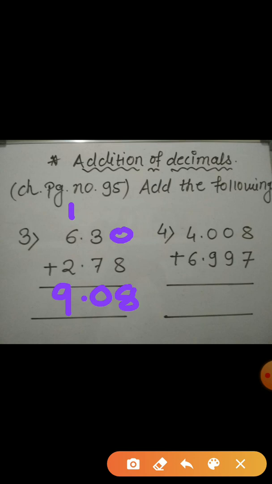Coming to the last example. 8 plus 7, 15. I write here 5 and carry over 1 to the next place. 9 plus 1, 10. I am writing here 0 and carry over 1 to the next place. Again 9 plus 1, 10. I write here 0 and carry over 1 to the next place. Then the decimal point will come down. 4 plus 6, 10, and 10 plus 1, 11. Hence the addition is 11.005.